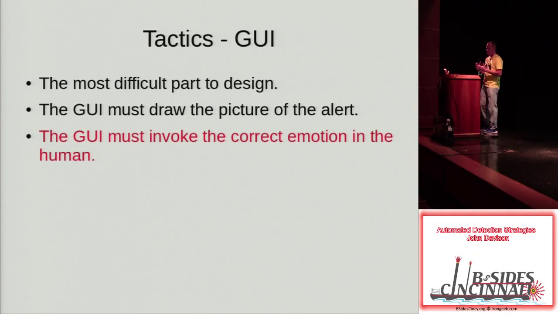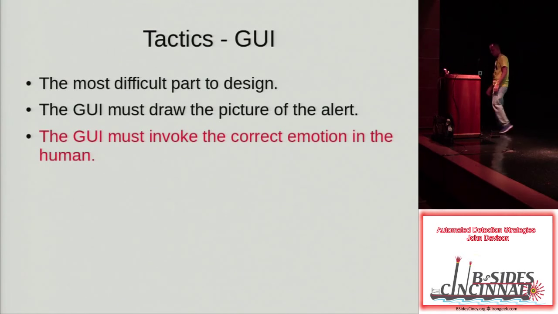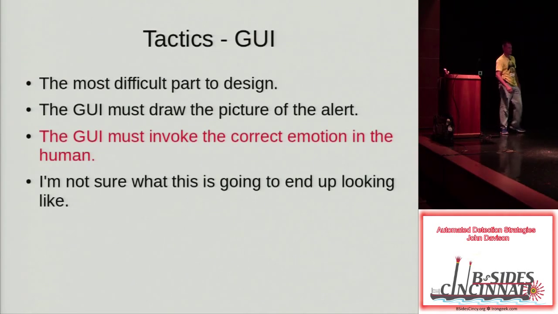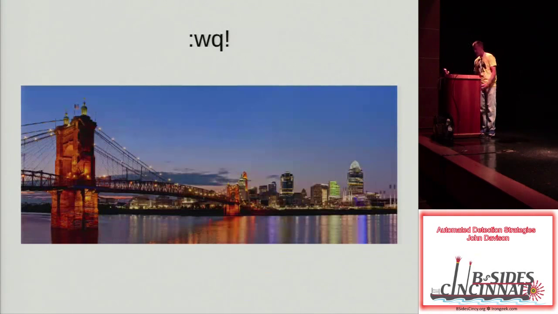But the problem that I'm finding is that the more we do that, the more data, you just have a data overload. There's so much analysis that you can do, and there's so much output of this stuff. How do I take that and communicate to the user that this is what you're looking at? I'm not sure what this is going to end up looking like at the end. I know what it looks like now, and it's probably not what it's going to end up being, but that is the goal. So, that's my presentation. Does anybody have any questions about this?